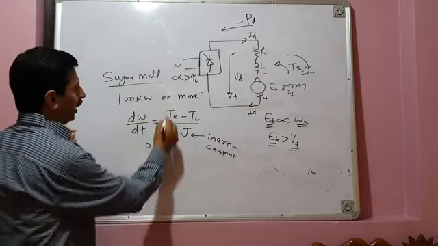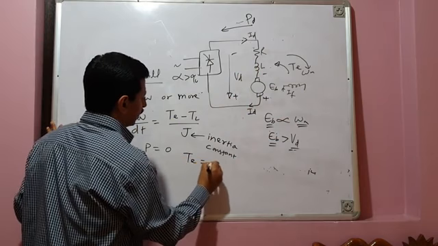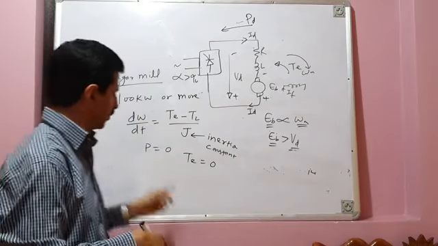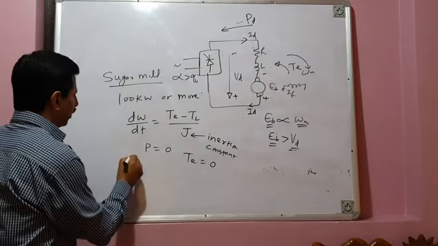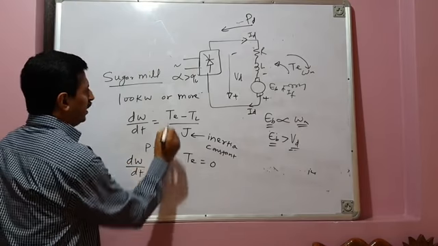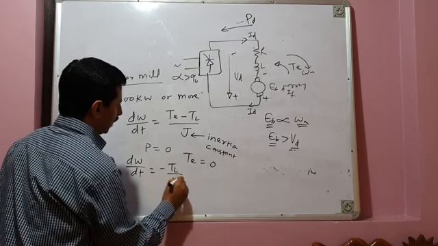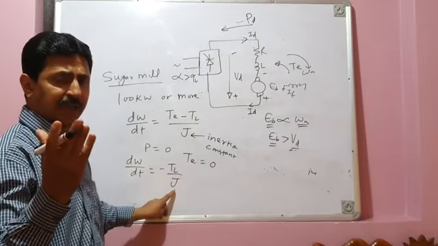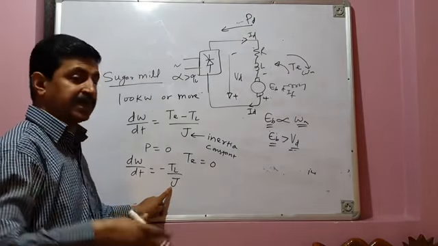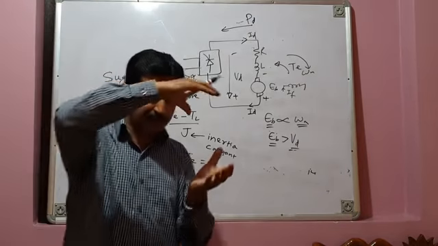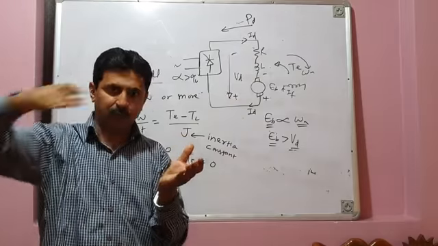So what will happen to the electromagnetic torque? The electromagnetic torque developed by the motor is 0 because it is not receiving any electrical power, you have switched off the power supply. So what is the rate at which the speed is decreasing? T is 0, so it is minus TL by J. Since in a sugar mill the load has a high inertia constant, it is a high inertia load, J is very, very large.